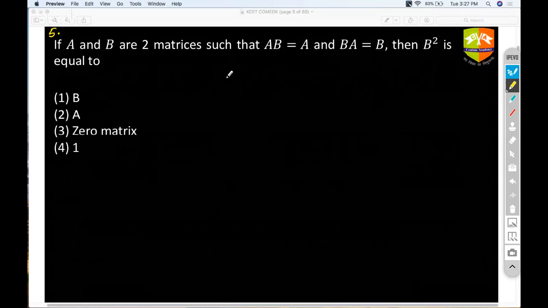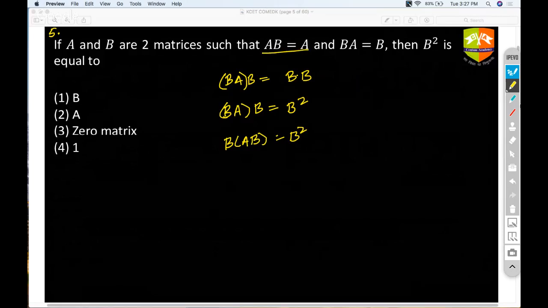Okay, so let's start with the fact that BA is equal to B. When you multiply this with B post facto, I get BAB is equal to B square. And we know that matrix multiplication is associative, so it becomes this. And since we know that AB itself is A, I can write this as A itself, so it becomes BA is equal to B square. And BA again is B, so it becomes B square. So B square is equal to B. And that's what we wanted to find out. So option number 1 becomes the right option in this case.